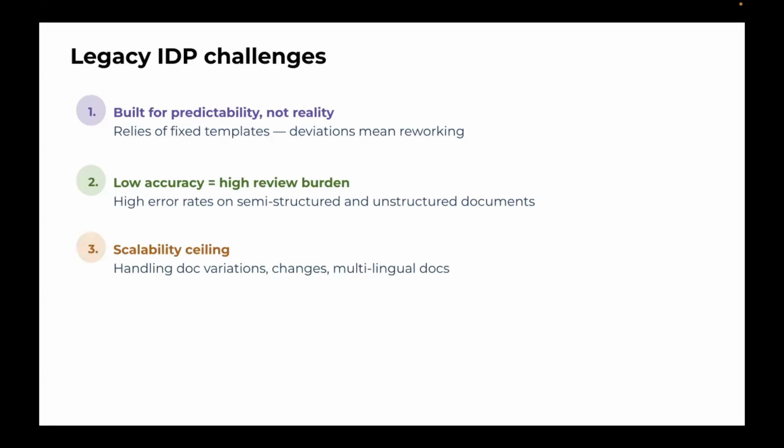Thirdly, legacy IDP hits the ceiling fast when it comes to scalability. So as document volumes grow, or as you start dealing with more document variants, and by variants, we could be talking about formats, languages, or layouts. So as you're dealing with more variants, legacy systems simply struggle to keep up because you end up building separate pipelines for each of these variants, and that means more cost, more maintenance, and eventually more points of failure.